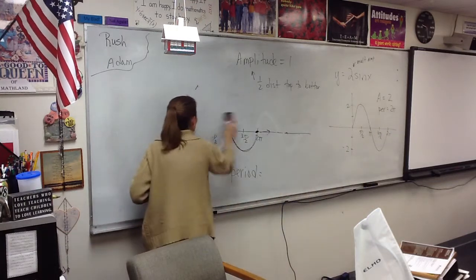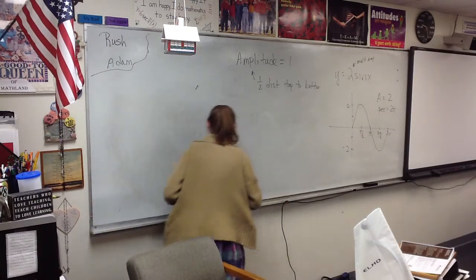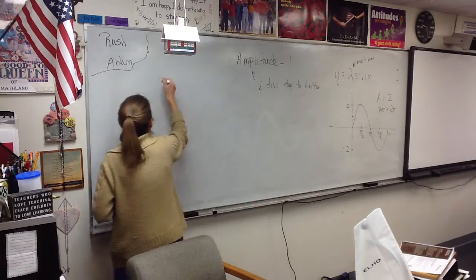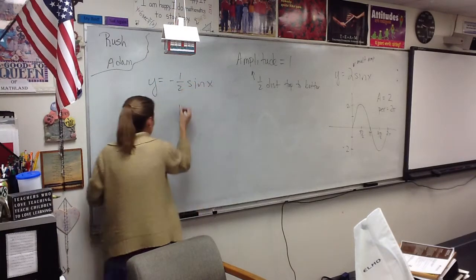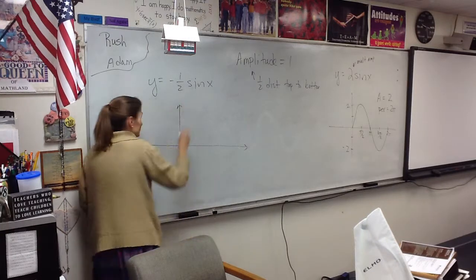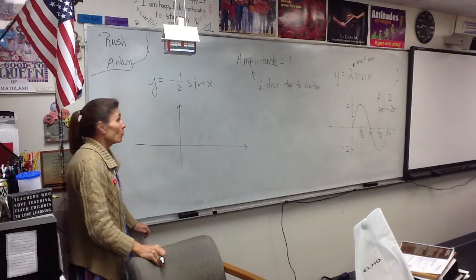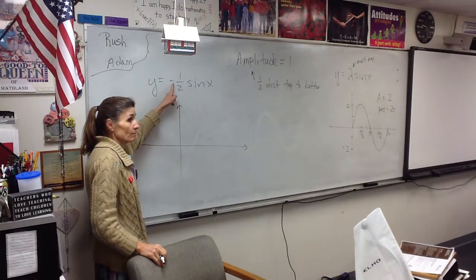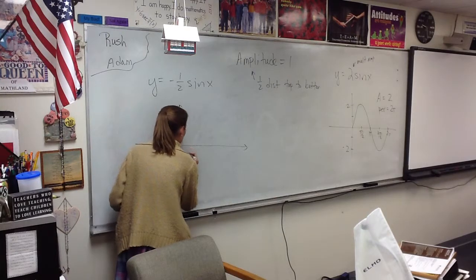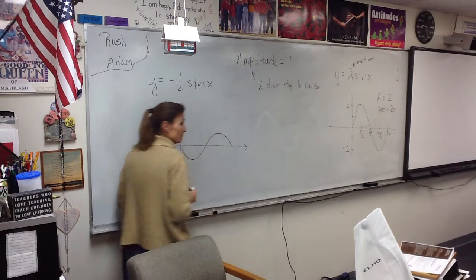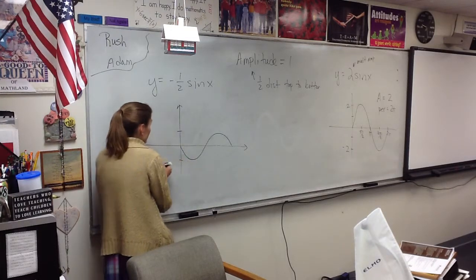What about this one? What's the negative going to do? Turn it upside down. Exactly. So now you're going to have your valley first and then your hill. How tall is it going to be? 1/2.